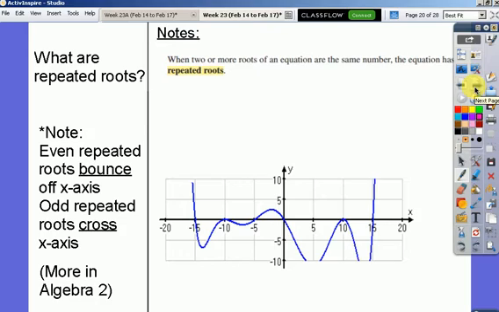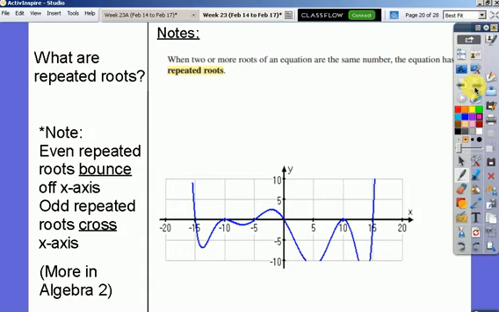Speaking of roots, what we found are roots. Okay, so those x values are called roots. The roots of our equation. What are roots? Again, those are our points that cross the x-axis. This is just a special note here, but you will talk more about that in Algebra 2 and in pre-calculus.